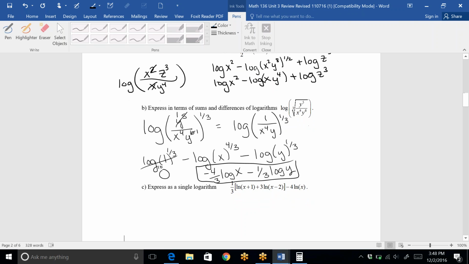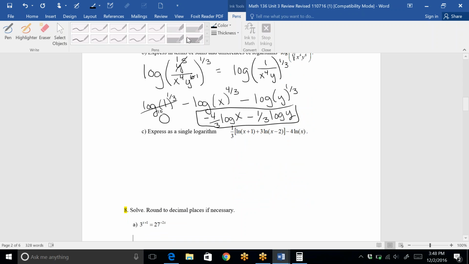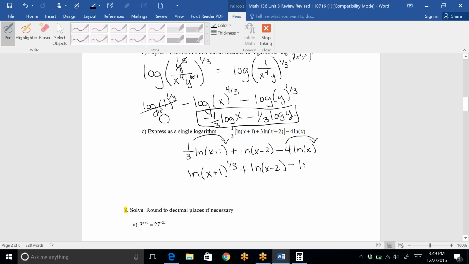All right, for part C, we have to first distribute the 1/3 that's out front of the bracket. Make this a little bit easier to deal with. That would be 1/3 natural log of x plus 1. 1/3 of 3 would be just 1 out front, so natural log of x minus 2. And this is minus 4 natural log of x because it was not inside the bracket. We put all powers back on using the property. So this would be natural log of x plus 1 to the 1/3 power, plus natural log of x minus 2 minus natural log of x to the 4th power.